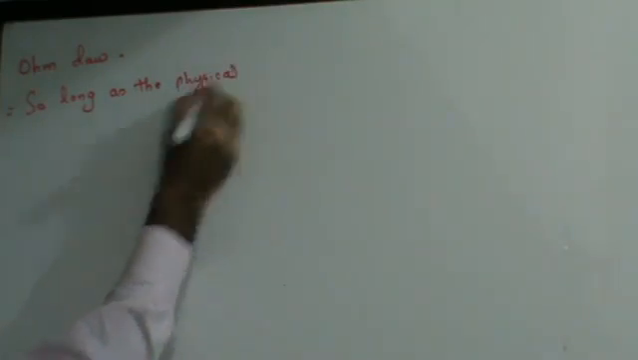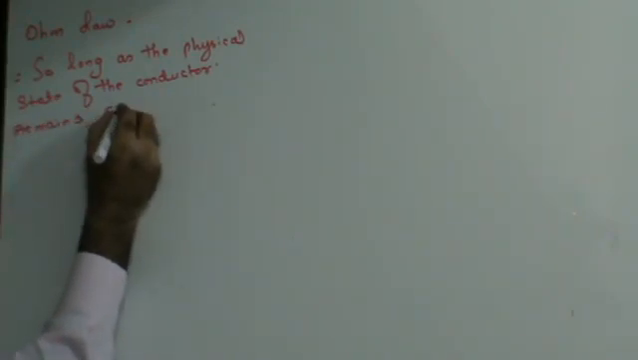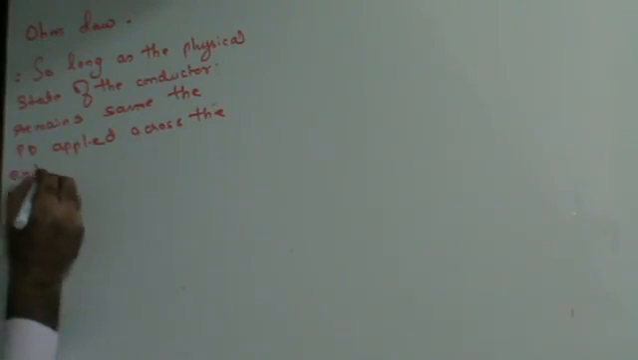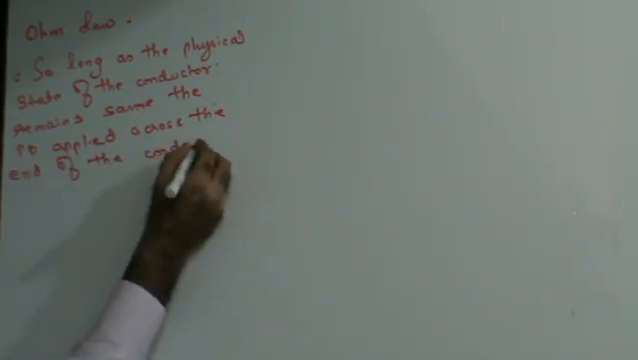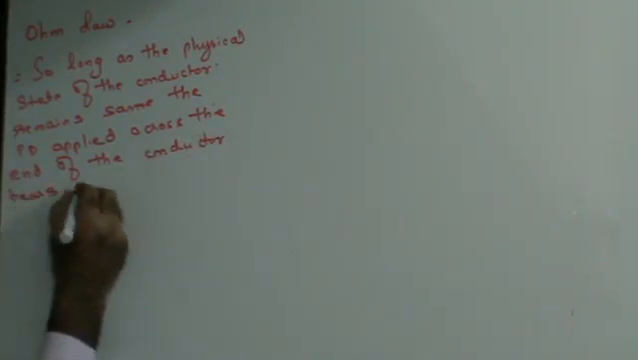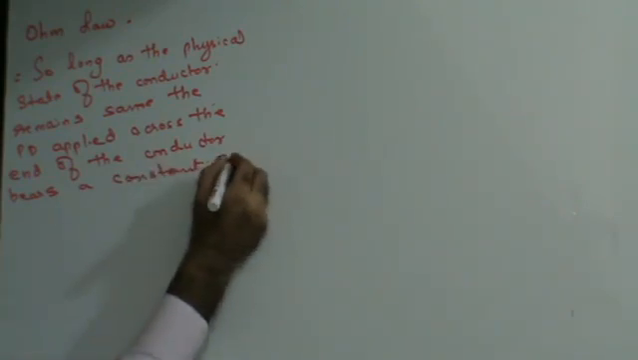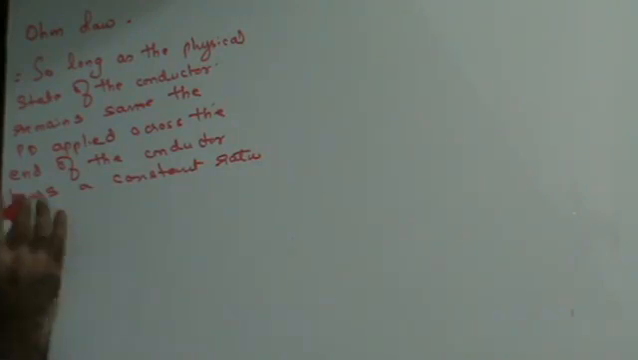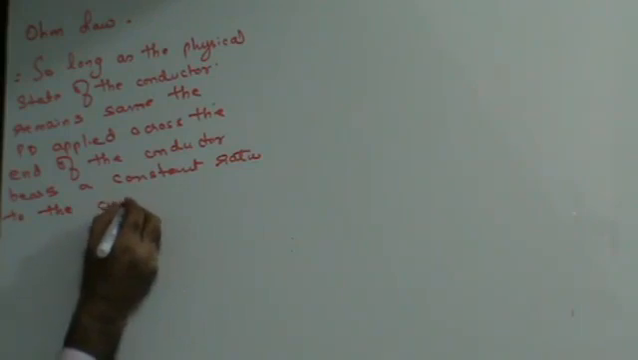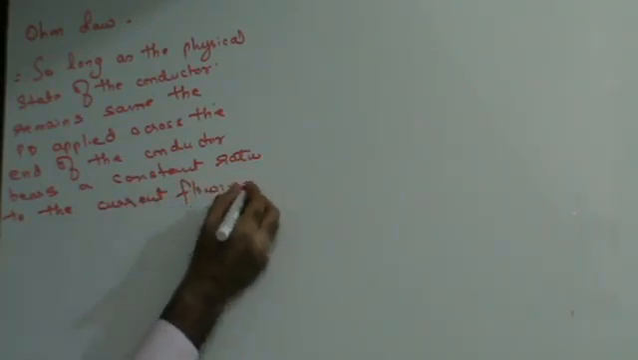Ohm's law states that so long as the physical state of the conductor remains the same, the potential difference applied across the ends of the conductor has a constant ratio to the current flowing through the conductor.